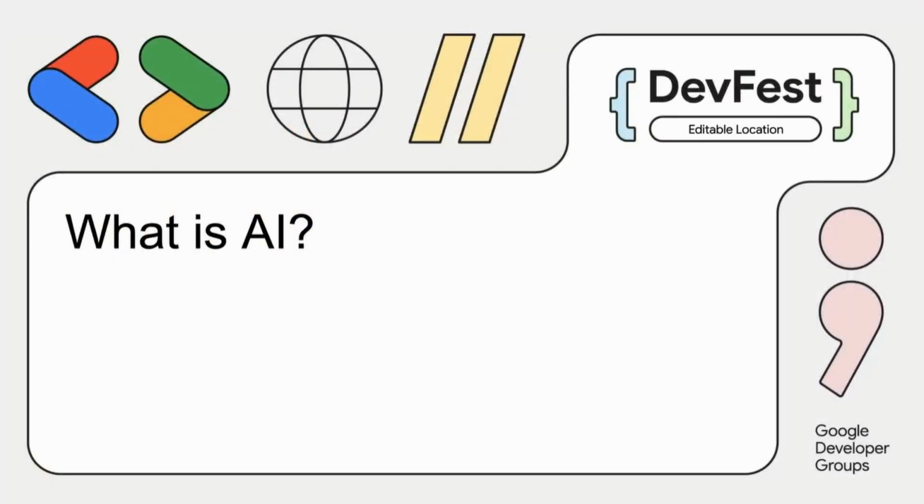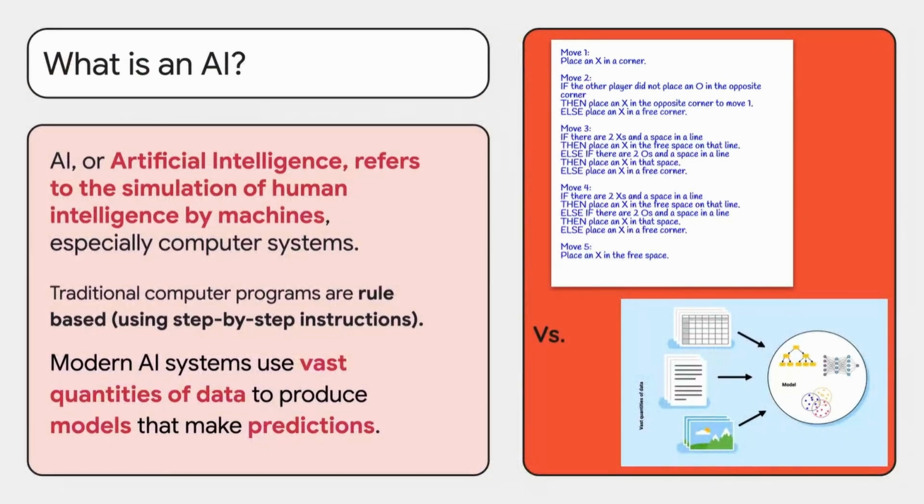So what is AI? Today we had so many slides and talks about different definitions, so me and Chris want to give our definition of what AI is. AI, or artificial intelligence, refers to the simulation of human intelligence by machines, especially computer systems. As all of you know, traditional computer programs are rule-based, using step-by-step instructions. However, modern AI systems use vast quantities of data to produce models that make predictions.